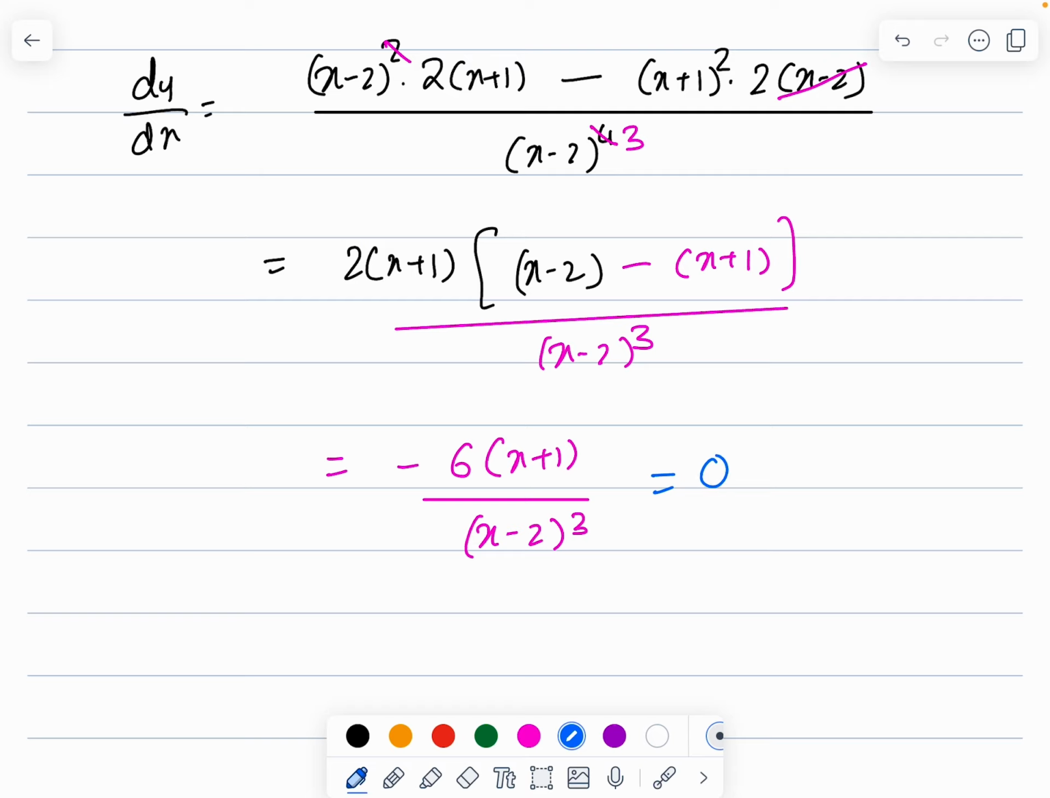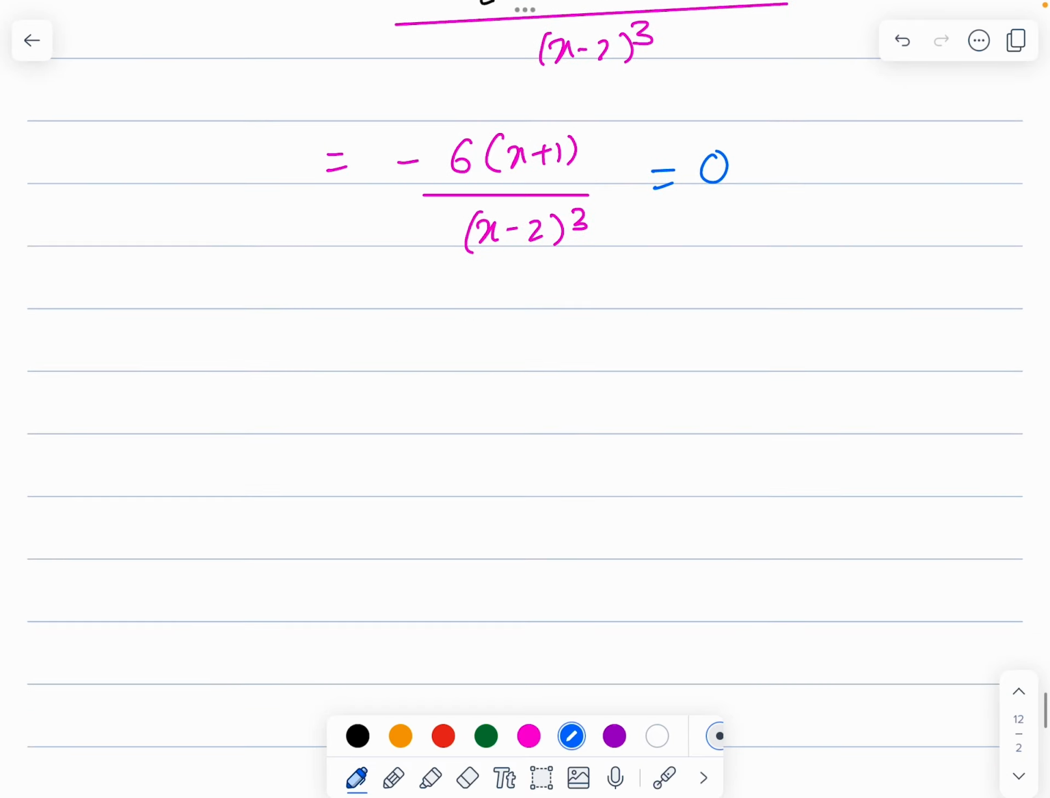Now at stationary point, this should be equal to 0. So denominator cannot be equal to 0. So only numerator equals to 0. So x equals to negative 1. Plug in x equals to negative 1. You will be getting the y value as 0.